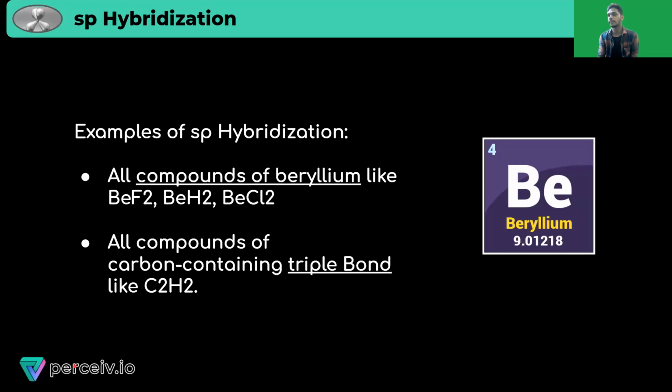Now let's move to examples of sp hybridization. All the compounds of beryllium like BeF2, BeH2, BeCl2, all related to beryllium, show sp hybridization. And all compounds of carbon containing a triple bond, like C2H2, undergo sp hybridization. So this is an example of sp hybridization, as we have just seen, right? The structural arrangement will be that only.